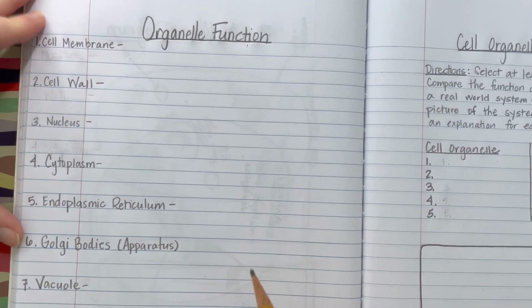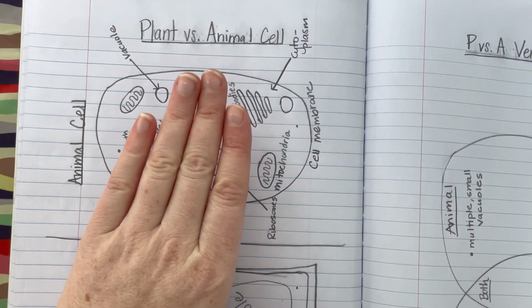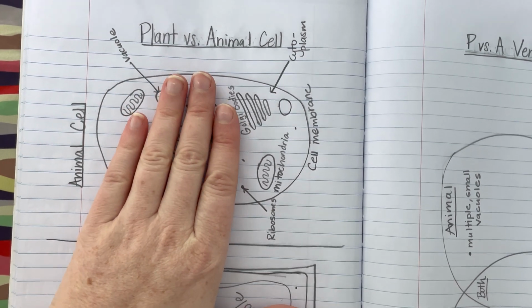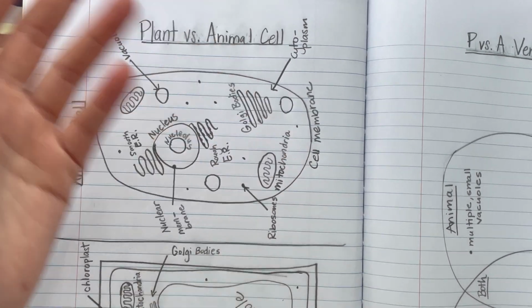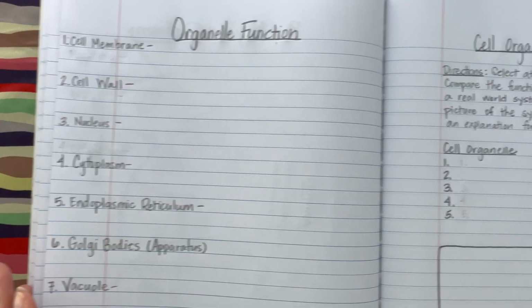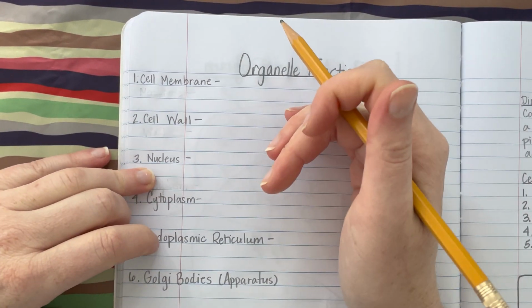So we have drawn them out on this previous page, so you know what they look like. Now it's a matter of, we know the cells are busy in our body. They're the reason we function. They're the reason we maintain homeostasis. What are they doing? And that's what we're going to talk about here. So once you have those written down, we'll get started.